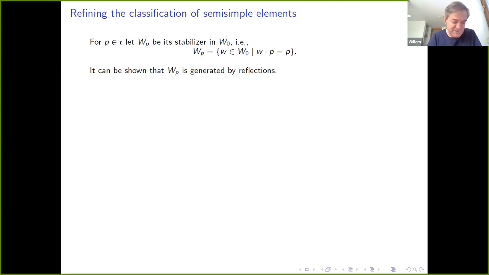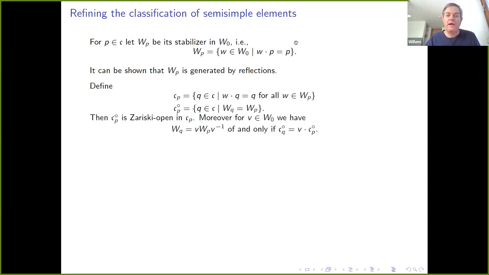That's a general thing for Weyl groups. And W_P is also generated by reflections, so it's a so-called reflection subgroup. And now what you define is a so-called C_P, which is the subspace of all elements Q in C such that Q is stabilized by the same things that stabilize P. So Q is stabilized by all elements in W_P. And you define C_P naught as the subset of elements whose stabilizer is exactly W_P, so who has the same stabilizer as P.